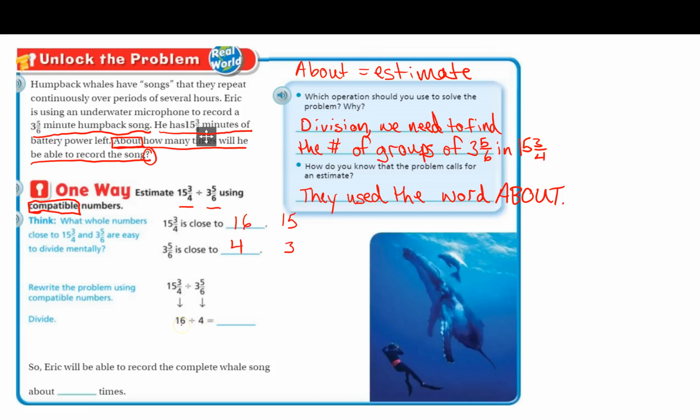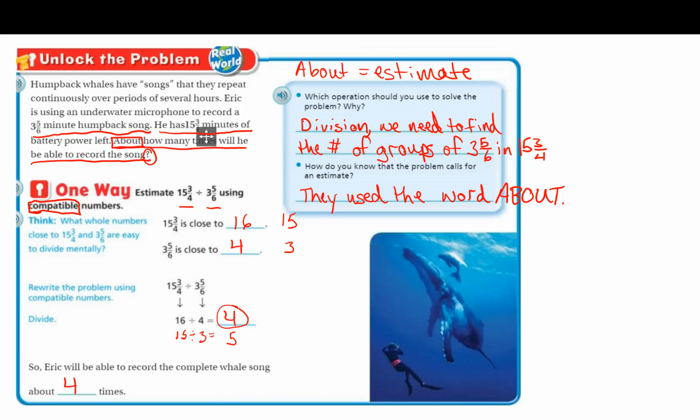So 4 goes into 16 how many times? 4 times. Now let's go back to our example. What if we had used 15 and 3? 3 goes into 15 5 times. So you're going to get fairly close answers, but the 4 is going to be a little closer to your actual answer. Okay. So Eric will be able to record the complete whale song about 4 times.